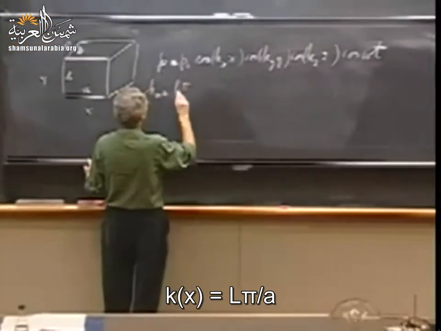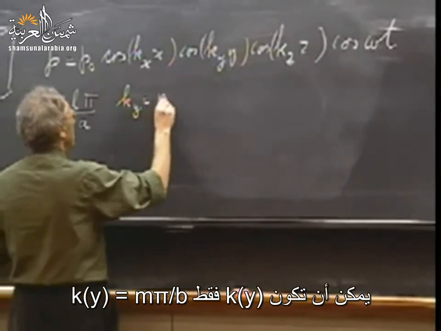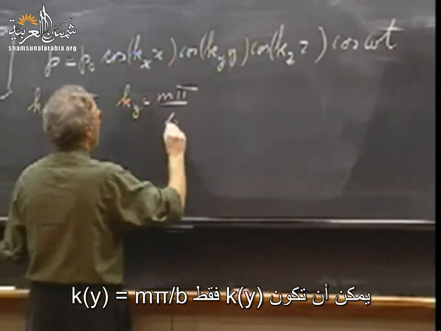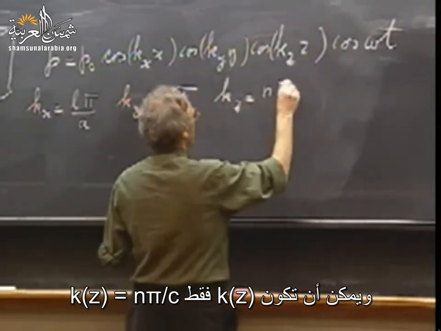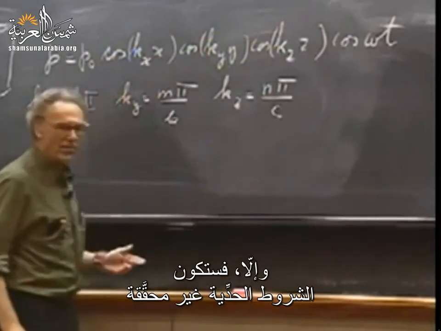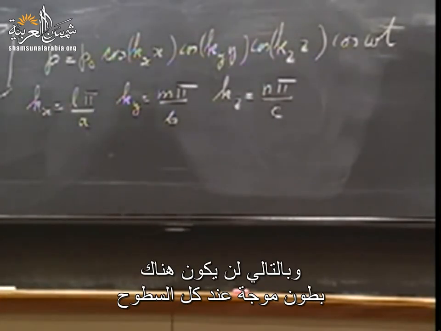l pi divided by a. ky can only be m pi divided by b. And kz can only be n pi divided by c. If not, then the boundary conditions are not met, and then I don't have antinodes at all the surfaces.